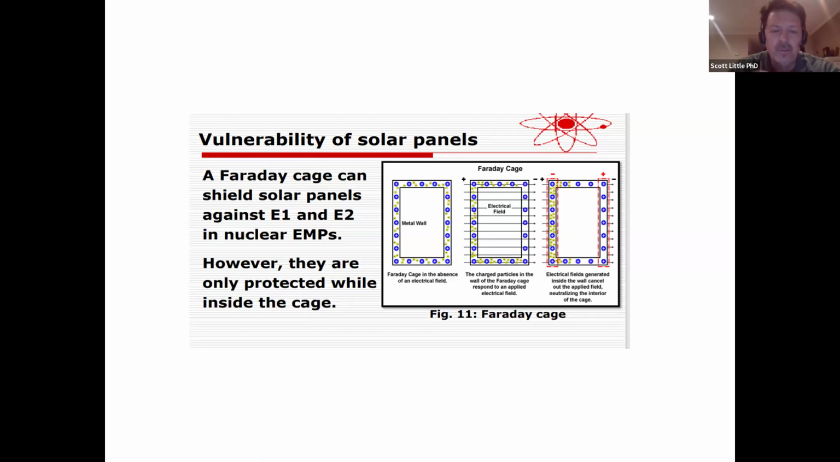So it's not going to affect the solar panels in any way. In other words, it's not going to induce a current in the solar panel. But this only works when they're protected while they're inside the cage. If they're not inside the cage, they're not protected. So this is one possibility they were looking at, at least for solar panels, to be able to shield them.